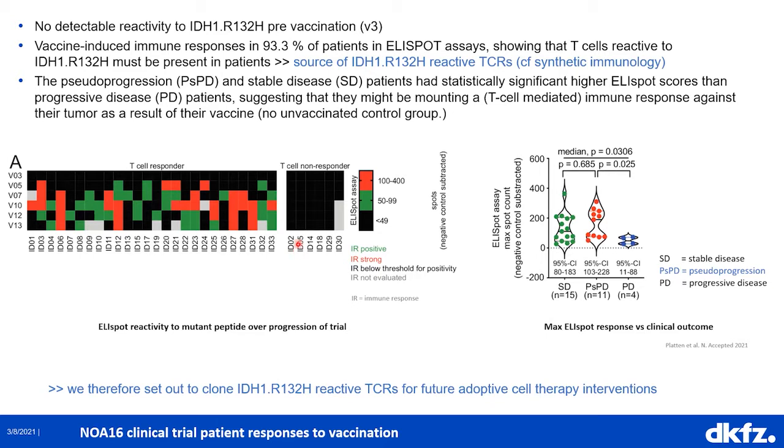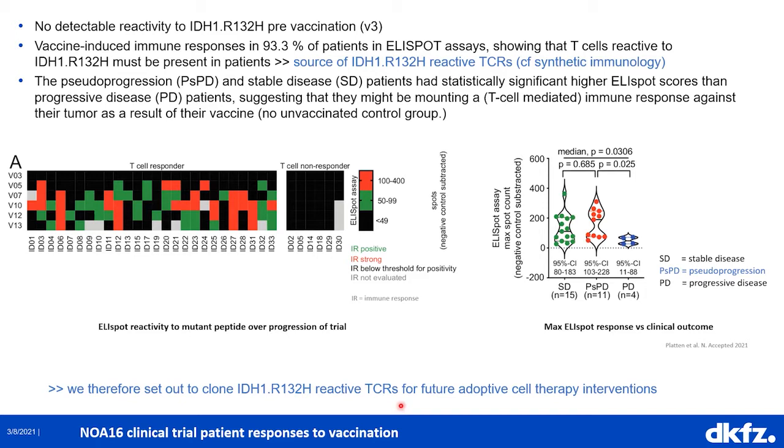And perhaps if we wanted to be generous with the data, we would say that those patients who had stable disease or a pseudoprogression, so as it were, an immune response, likely reactivity to the tumour, seem to show statistically significantly higher responses in the ELISpot to the vaccination. So we think that this seems to be working. So we thought for future cell therapy, we'd want to find those TCRs.